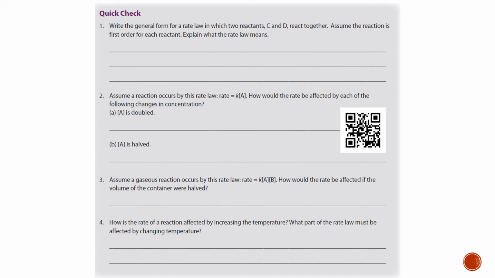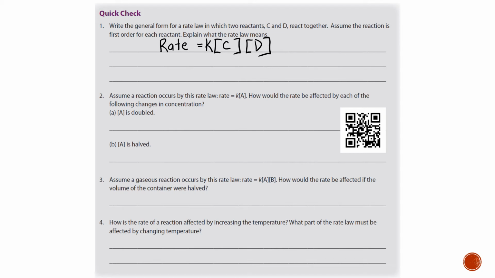Okay, coming back, the first quick check question says, write the general form for rate law with two reactants, C and D, when they react together. We are assuming that we have a first order for each reactant. So what we're going to do here is we're going to take our general rate law. Our rate is equal to the concentration of my reactants. So I've got C and I've got D. When I do a generalized rate law, we also have to have a constant. So I'm going to show the constant as a K right out front.